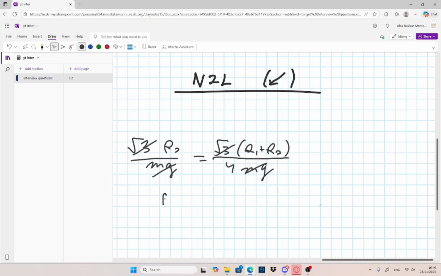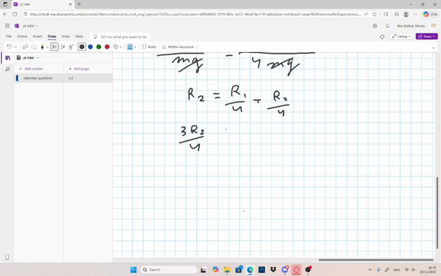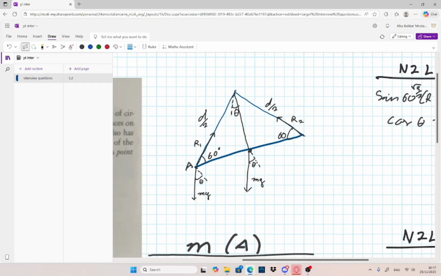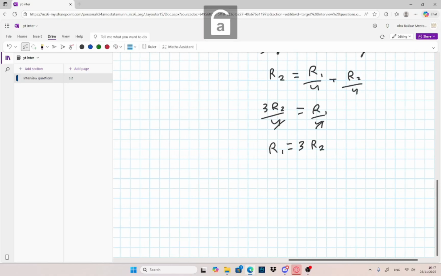Okay, so we have that R2 is equal to R1 over 4 plus R2 over 4. So if we group them, 3R2 over 4 equals R1 over 4. Then we cancel, and we're left with R1 is equal to 3R2. This conclusion makes a lot of sense because the man is standing at A. That means there's going to be more pressure here, more force acting downwards here. So R1 is clearly going to be bigger than R2. So this conclusion makes logical sense.